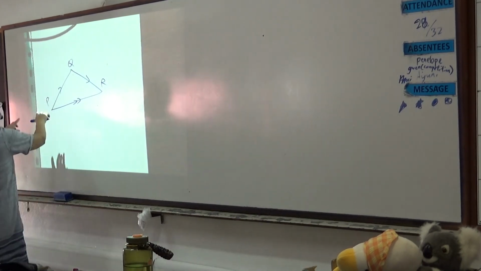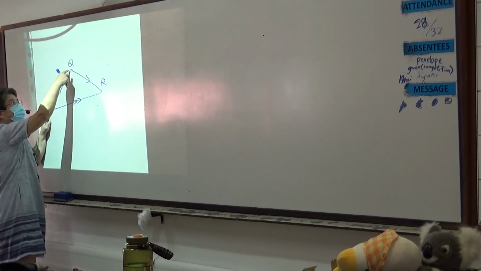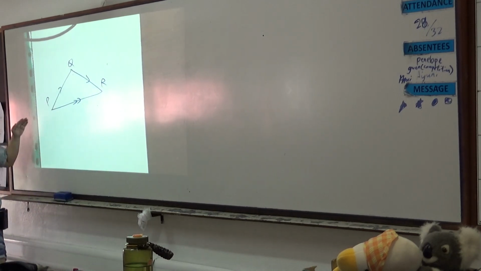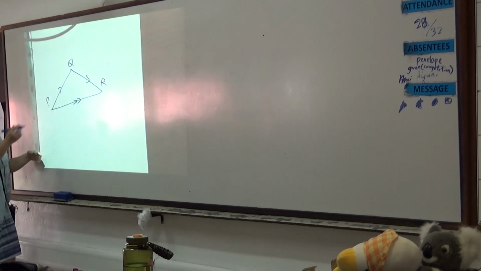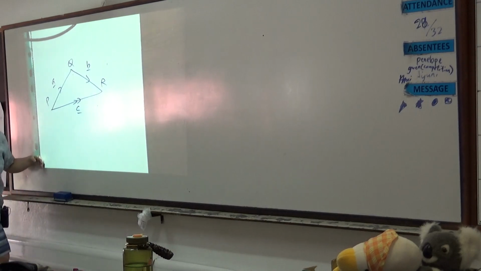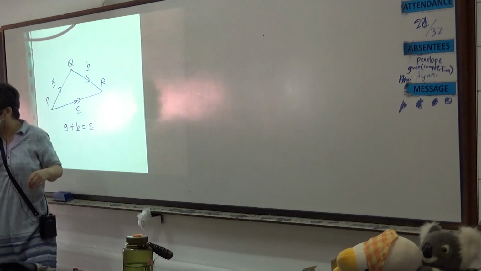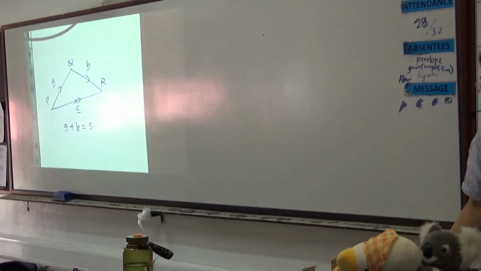Now, when we add vectors, it must be PQ, QR, that means the stop and the start must be the same for addition. Then this is the resultant or the vector addition. For example, if this is A, this is B, this is C, I will say A plus B equals C. The resultant is C. Everybody clear with what I'm saying?